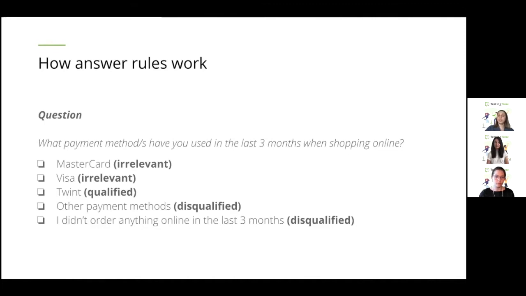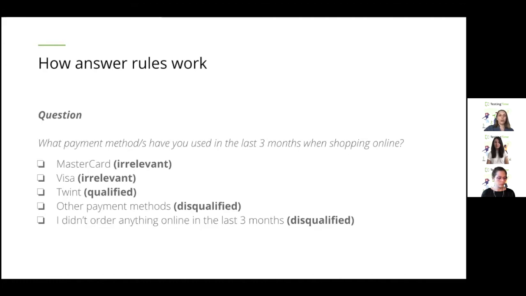And now let me share with you about how answer rules are working. So in the very same example that I shared before, I just added here the rules for this question type. So you can see now that this question is multi-select. And I said here, MasterCard is irrelevant, and Visa and Twint are qualified, and the last two options are disqualified. And what kind of profiles I want to look for with this question, I want to have profiles that use only Twint as an option.